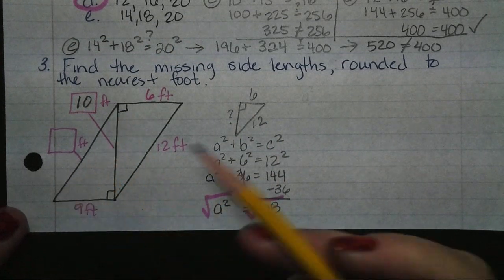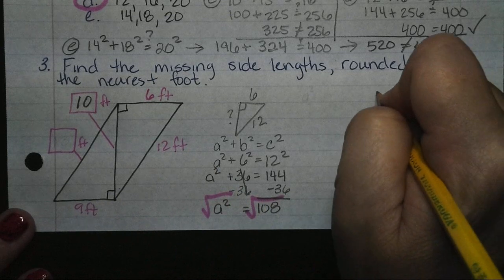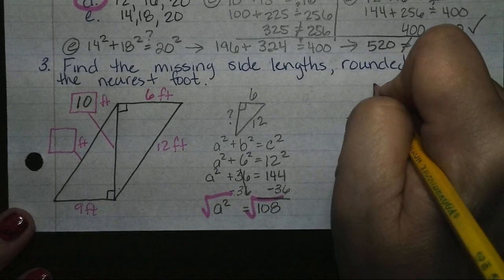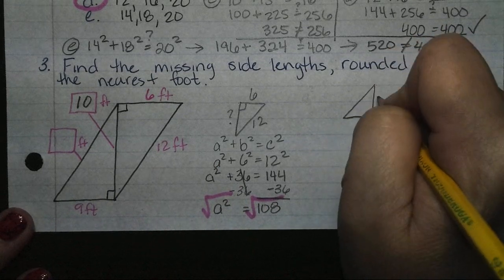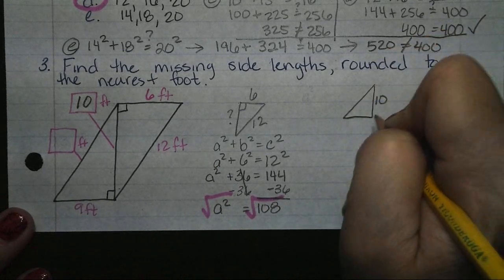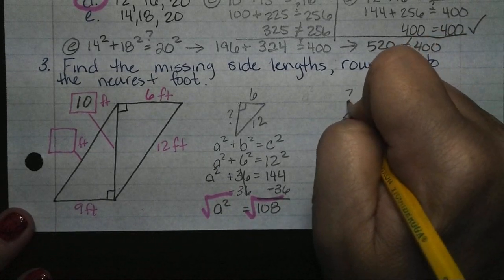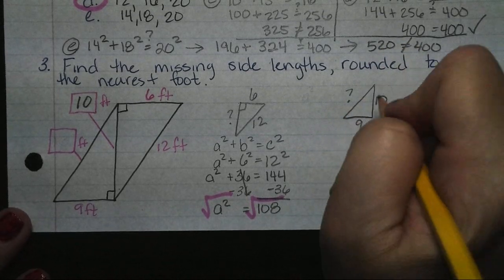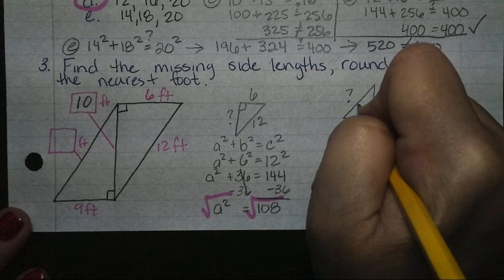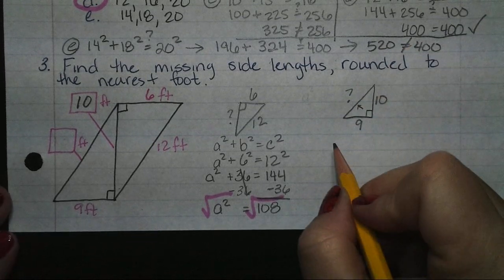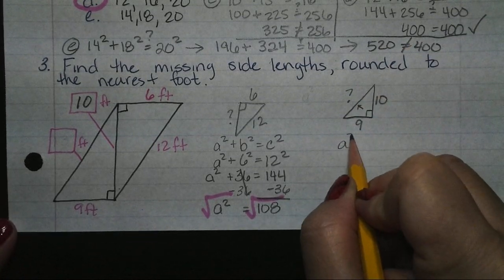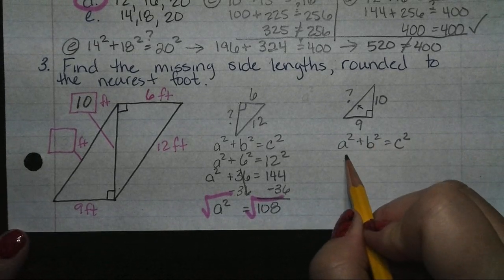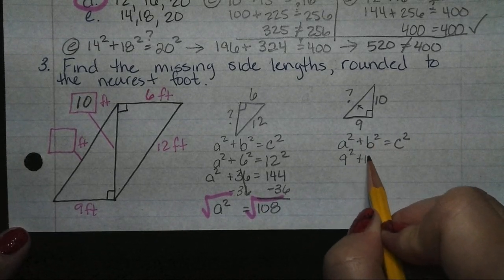Is this your leg or hypotenuse? If we pull that triangle over here and take a look at it, we now know that this is 10. We know this is 9. What is the measurement of that length there? That would be our hypotenuse because it is across from our right angle. So let's set it up. We have a squared plus b squared equals c squared. So our leg lengths are 9 and 10.